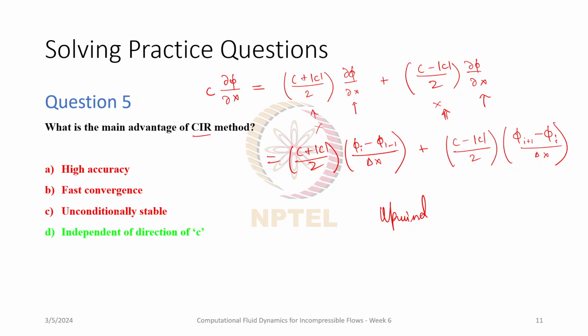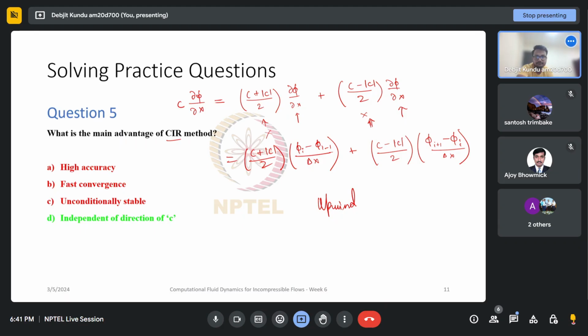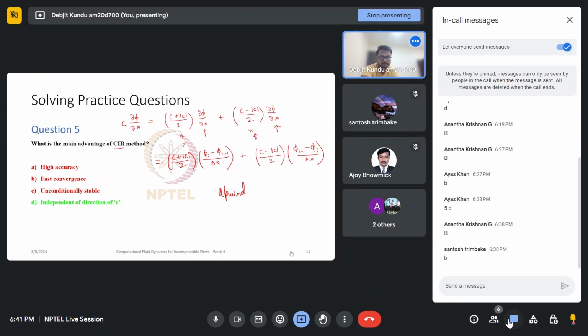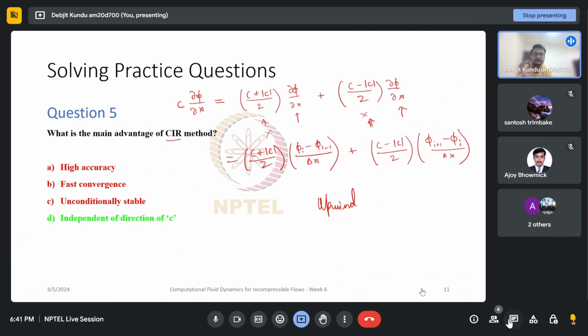Is it clear? How is it independent of C? Any questions? Anyone?